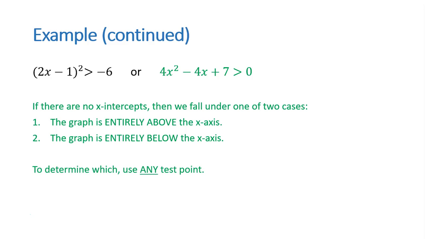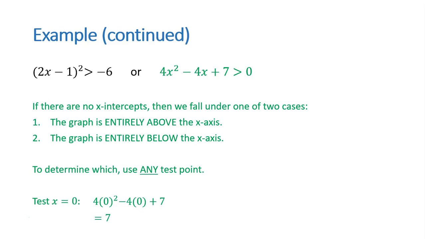Typically, when in doubt, pick 0. 0 is the easiest number to plug in, and it usually results in the easiest algebra. You're less likely to make a mistake. So plug 0 into our function. Notice that the two terms at the front are going to go away, and we're just left with a positive 7.